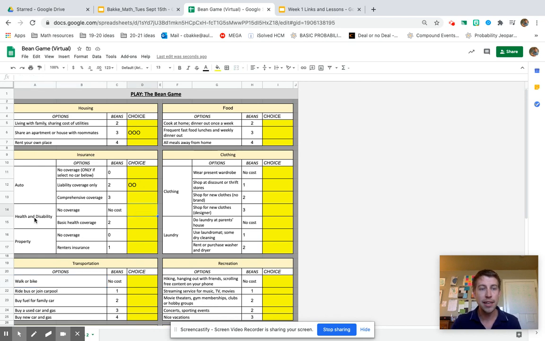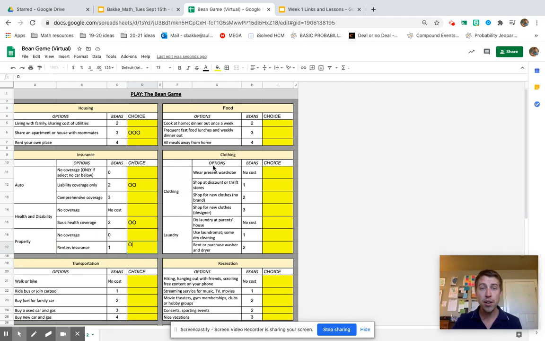Health and disability. This is your health insurance. What happens when you get sick, if you break your leg? I want my basic health insurance, and that costs 2 beans. And then property insurance, renter's insurance. We're going to talk about this a little more later, but renter's insurance covers the cost if a tree falls in your house, if it catches on fire, if someone steals it, even if you don't own the house. I like the idea of having that, so I'm going to put an O there.